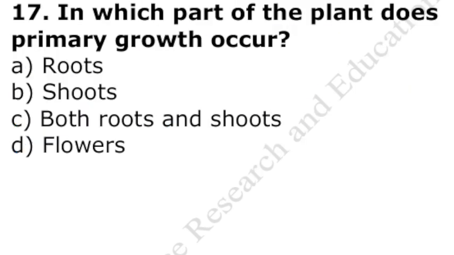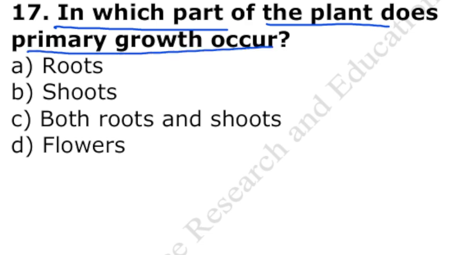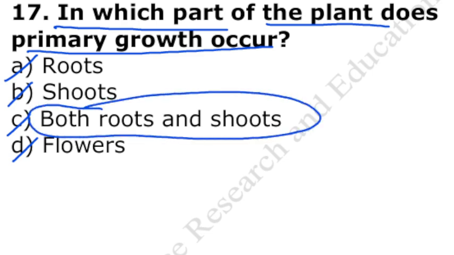In which part of the plant does primary growth occur? Root, shoot, both root and shoot, flowers. The primary growth can be observed both in root and shoot.